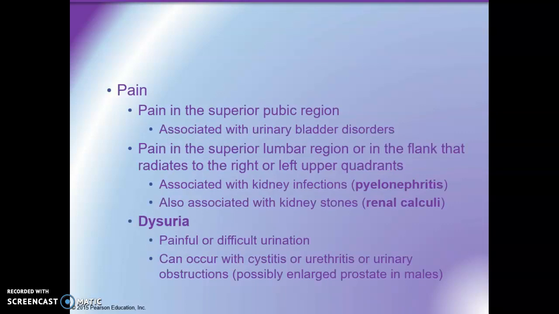Pain in the superior pubic region is associated with urinary bladder disorders. Pain in the superior lumbar region or in the flank that radiates to the left or right upper quadrants is associated with kidney infections, pyelonephritis, or with kidney stones, renal calculi. Dysuria is painful or difficult urination, which can occur with cystitis or urethritis. This would be inflammation of the bladder or inflammation of the urethra, or urinary obstructions such as an enlarged prostate in males.